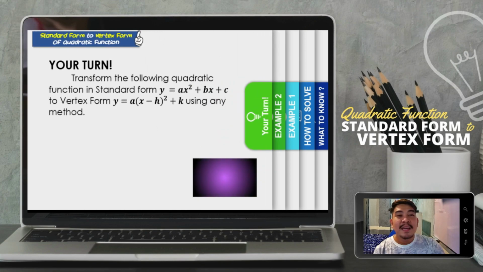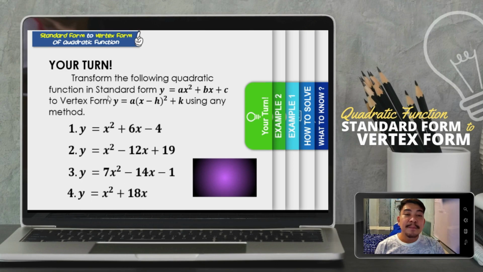So it's your turn. We need to transform the following quadratic function written in standard form to its vertex form using any method. So given the following quadratic function, I will be giving you time. You can pause the video for a while and try to answer the following questions. Then, the next slide will be for the answer key.